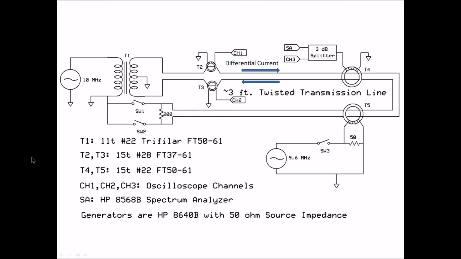I've been doing some experiments with differential and common mode currents. I'd like to share with you some of the results. Here's the setup that I used.